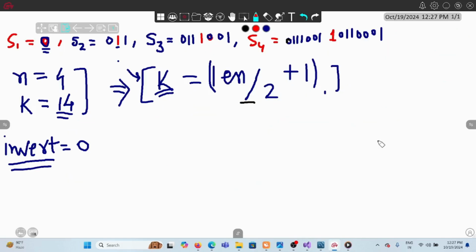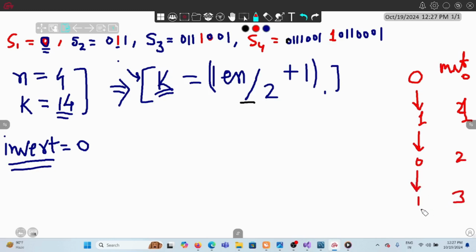Just before jumping to the solution part, we have a few more things. Suppose there is a bit called 0, and there is a counter, let's say the invert counter. Initially its value is 0. Now if I flip this 0 to 1, it becomes 1 and the invert counter becomes 1. If I flip again, it becomes 0 and the counter increases to 2. Another flip makes it 1 and the counter 3. Another flip makes it 0 and the counter 4.